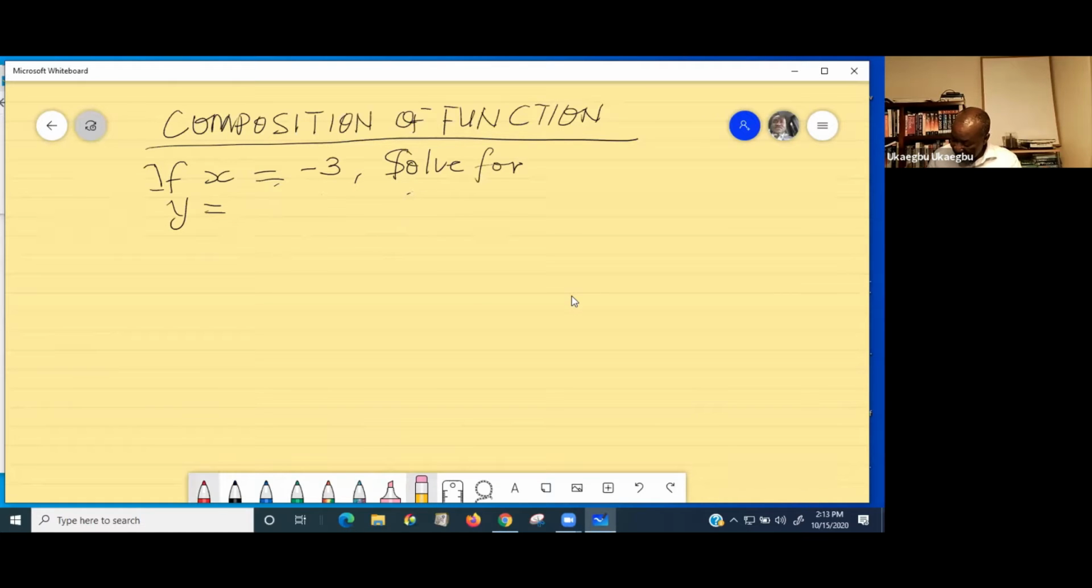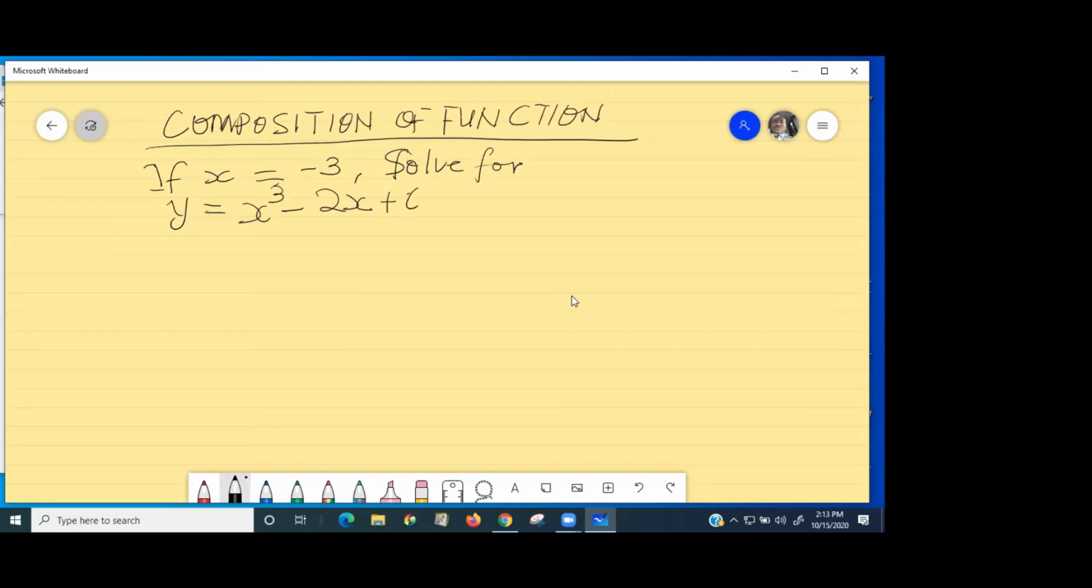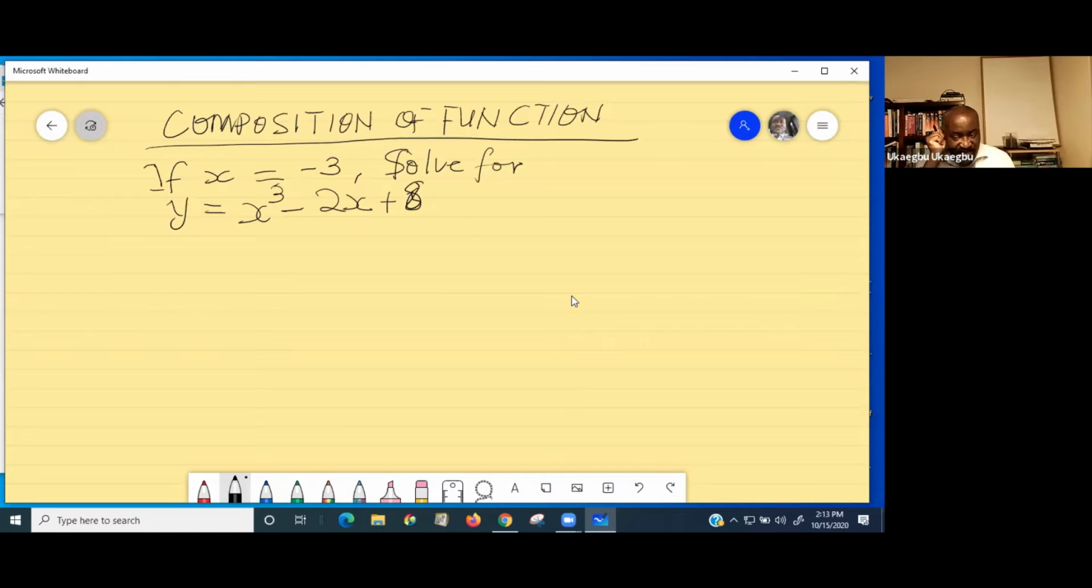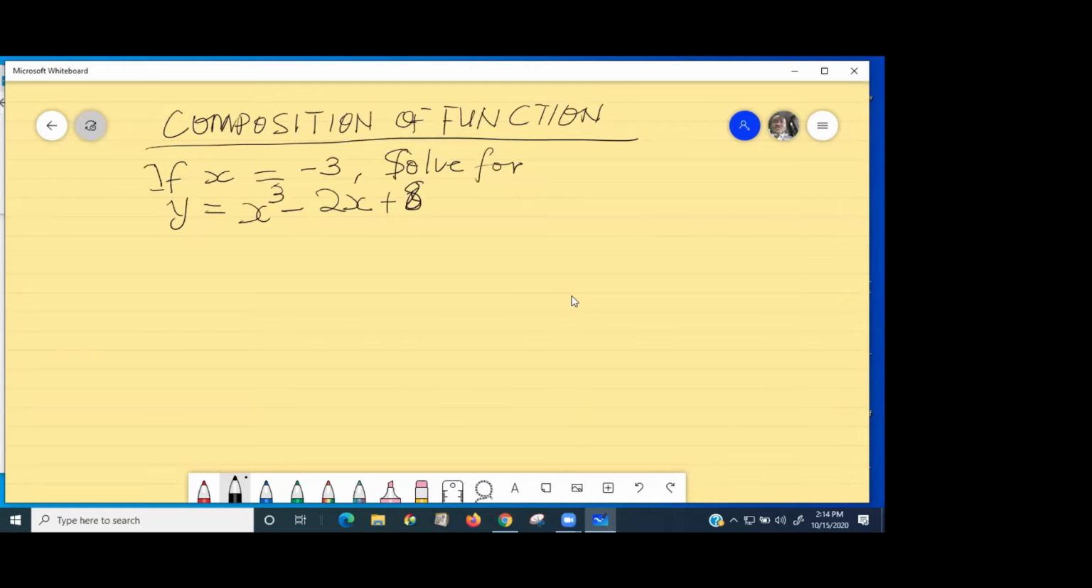What did I write again? X cubed minus 2x plus what? Was it 6 or 8? 8. Okay, plus 8. So if x is -3, you have 30 seconds. Okay, who got the answer?